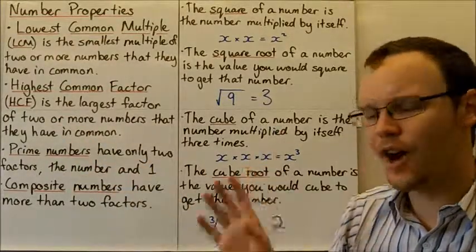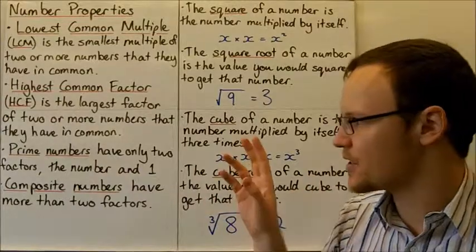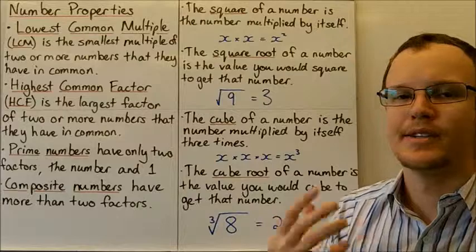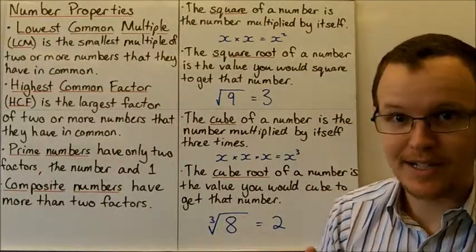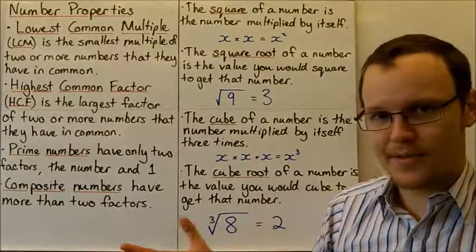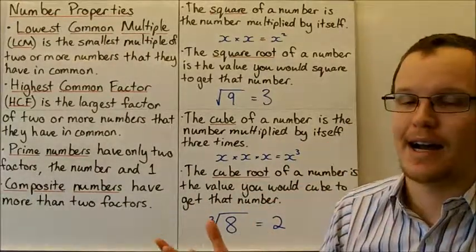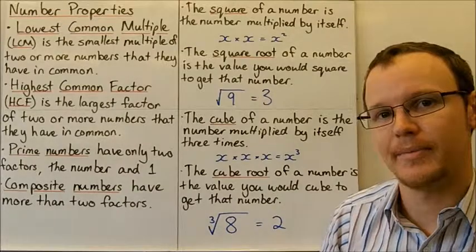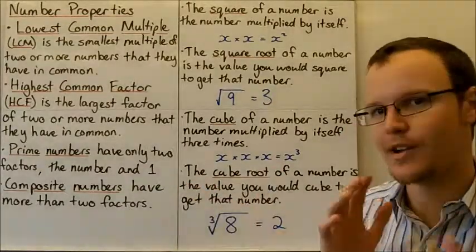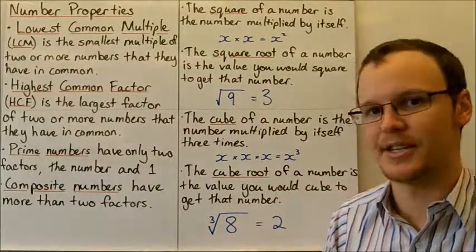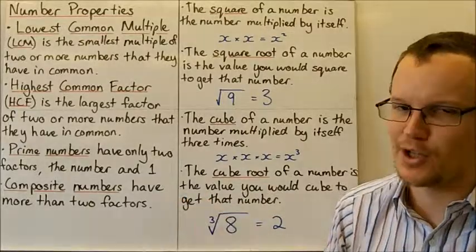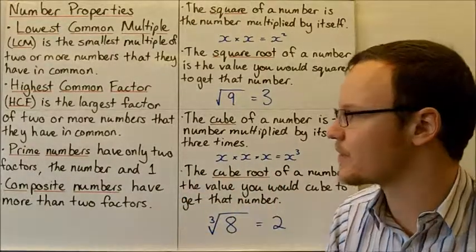Prime numbers only have 2 factors. So the number that is the prime number and 1. So some prime numbers, 3 is a prime number because we can only multiply or divide it by 3 and 1. 5 is a prime number, 7, 9 isn't a prime number, but 11 is, and 13 and 17. They're all prime numbers. You can only divide them by themselves and 1. So 17, we can only divide it by 17 and 1. We can't divide it evenly by 2, can't divide it evenly by 3 or any of those other numbers.